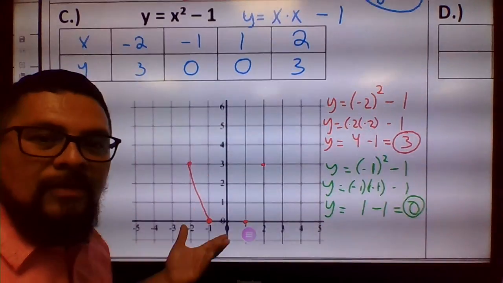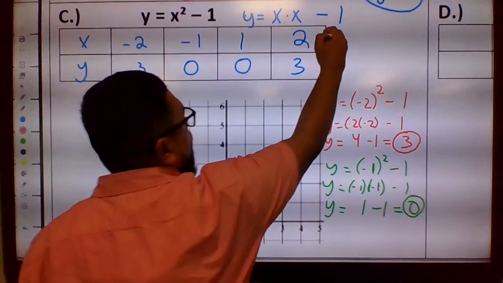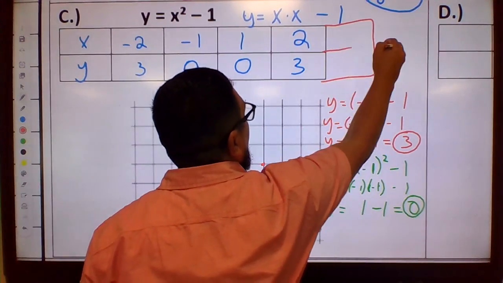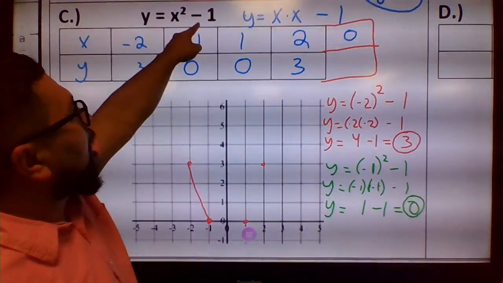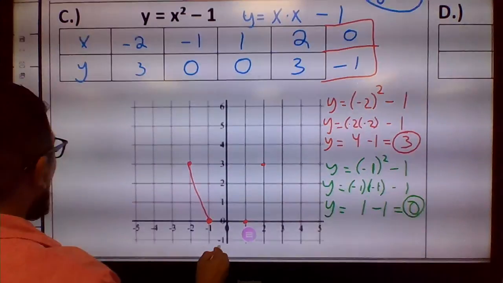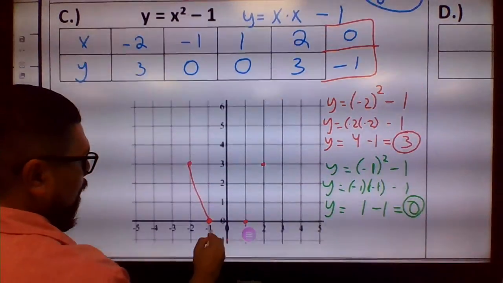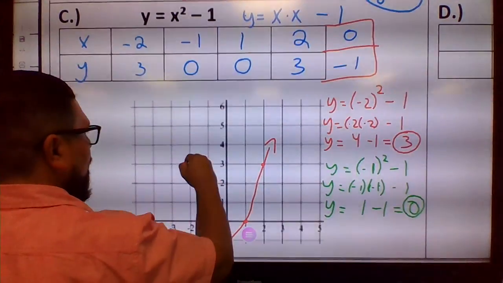Let's pick a 0 and let's see what happens. For x, let's put one more, a 0. See what happens. So 0 minus 1 is negative 1. So another point is 0, negative 1. So this is going to go like this.